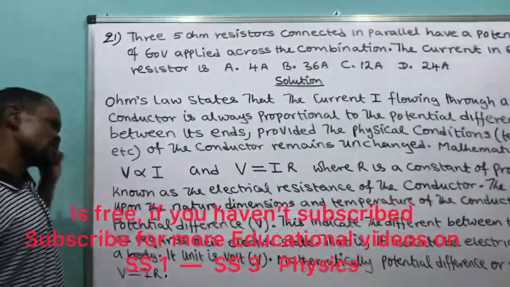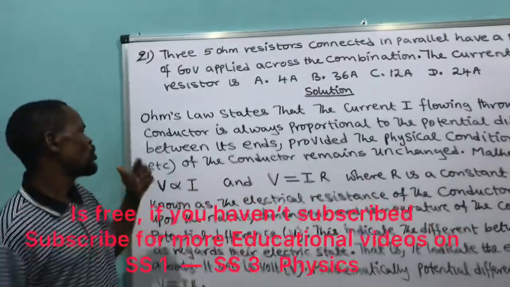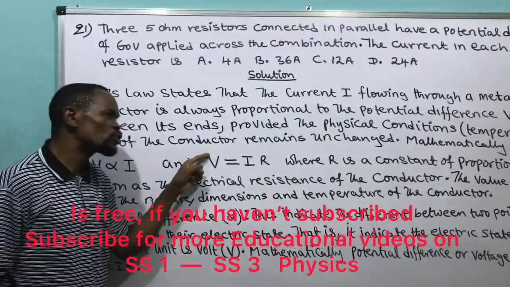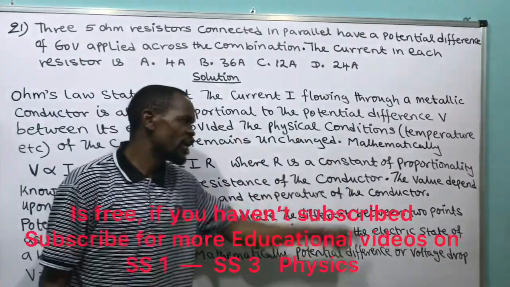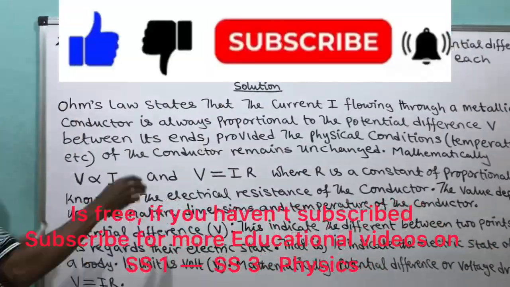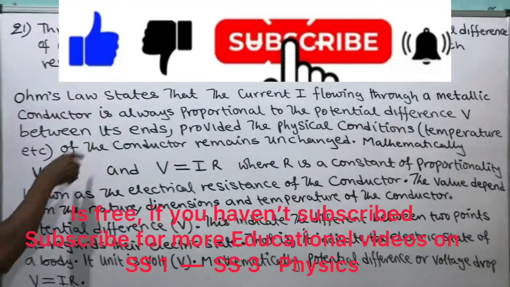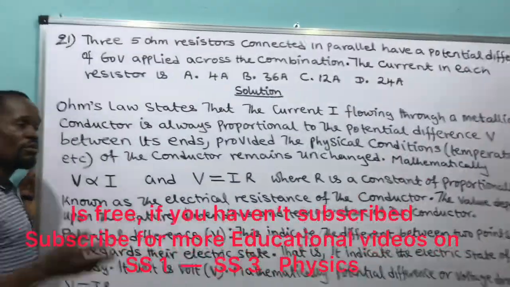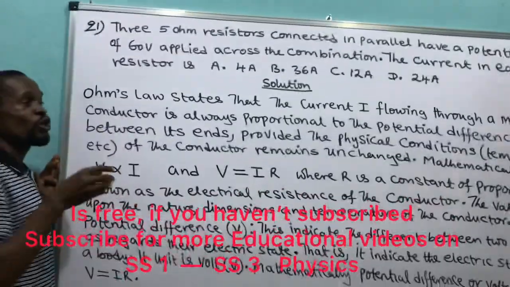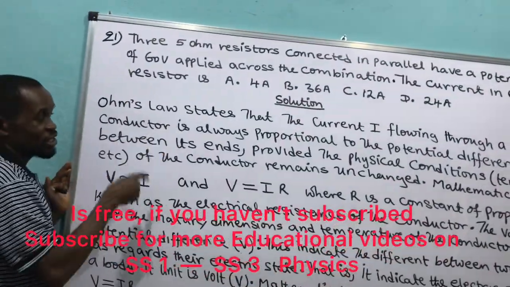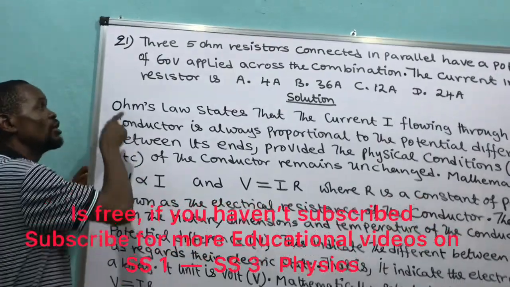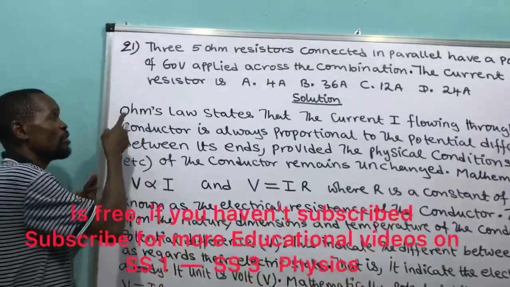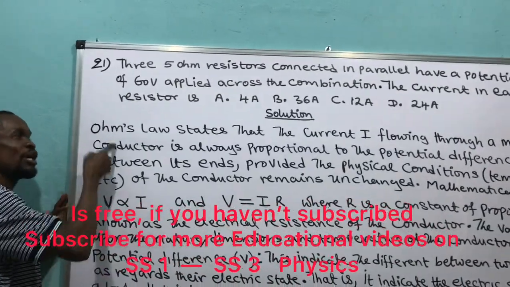Physical condition, which is temperature, etc. of the conductor, remains unchanged. That means it remains constant. Ohm's law is named after George Ohm, the German physicist that discovered the relationship. That's why we use his name, in remembrance of him, by saying ohms.